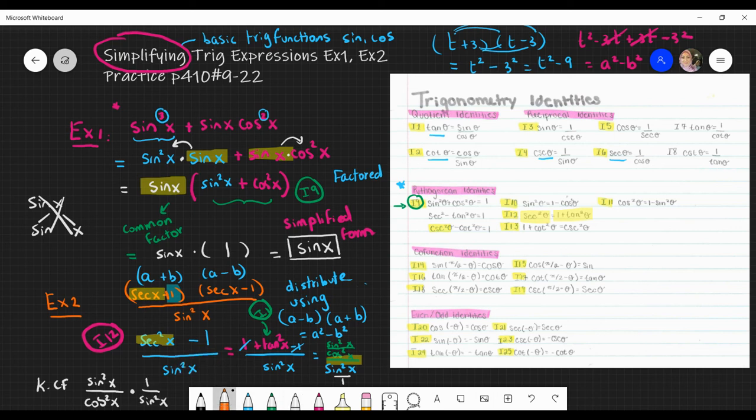And that will leave us with sine squared that could be canceled out, and the simplest form in this case will be 1 over cosine squared. So that will be the simplest form of example 2, or the simplified form. So now it's your turn to practice page 410, number 9 through 22.